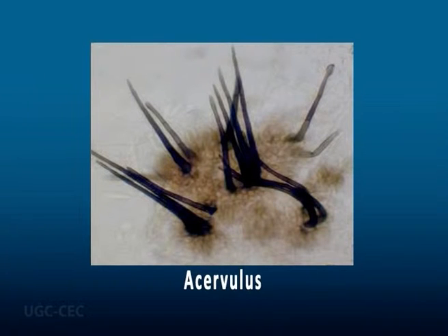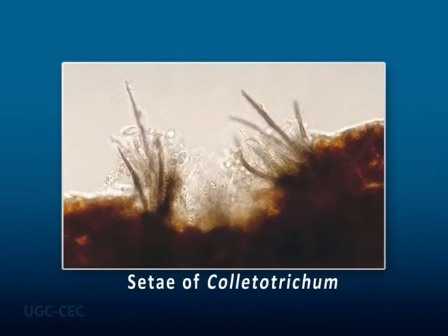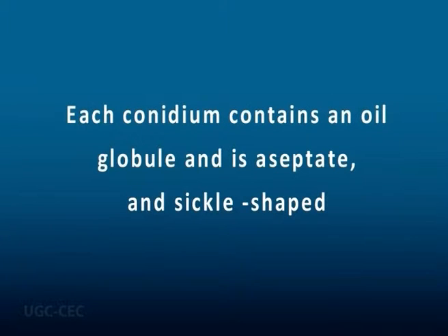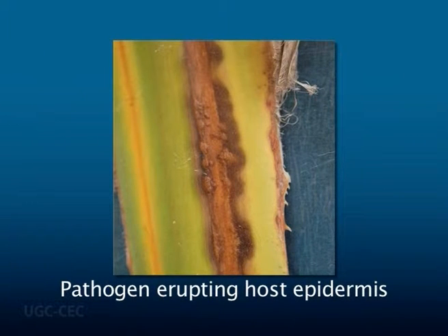Acervuli may be subcuticular, subepidermal or epidermal, with a characteristic peripheral ring of black, long and stiff setae. From the tip of a conidiophore, the conidia are formed acrogenously by abstraction. Each conidium contains an oil globule and is aseptate and sickle-shaped. With the maturation of the conidia, the host epidermis gets ruptured.